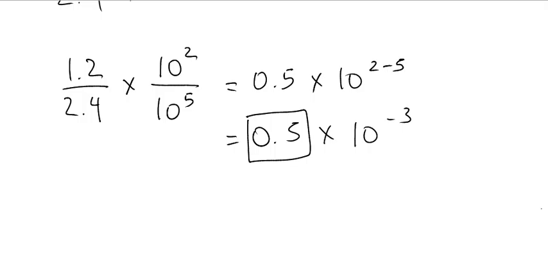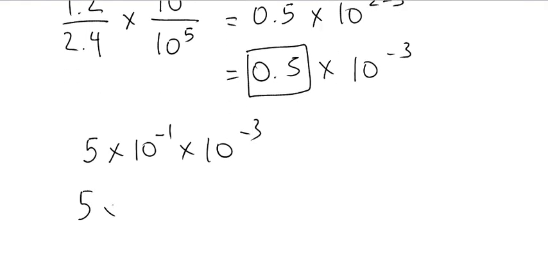Well, if we look, 0.5 is equal to 5 times 10 to the power of negative 1. And we can just multiply this again by 10 to the power of negative 3. So we can actually see that's equal to 5 times 10 to the power of negative 4. We just moved it one more over, and we added a 1 to the negative 3.